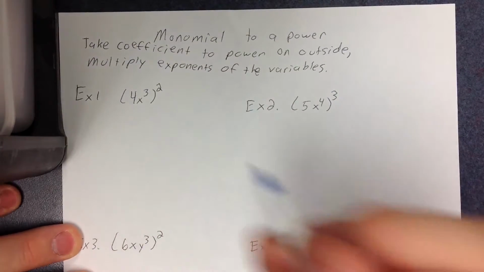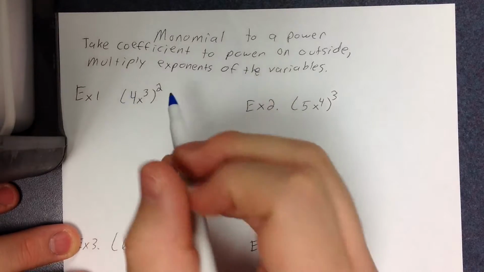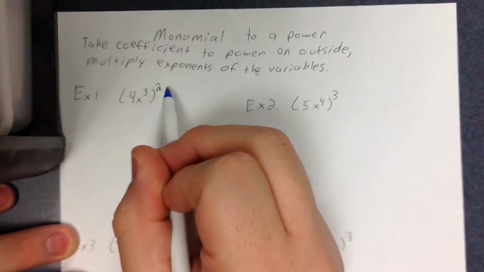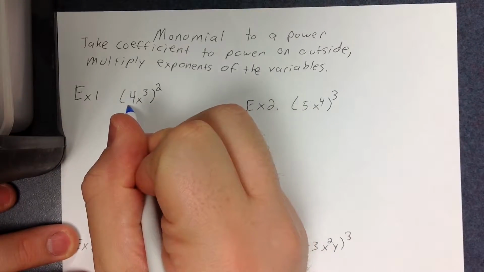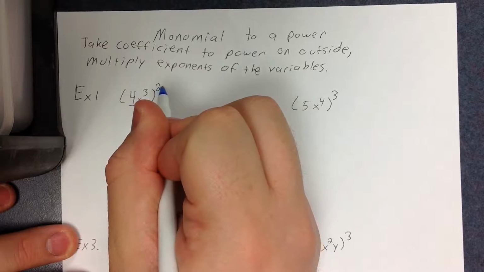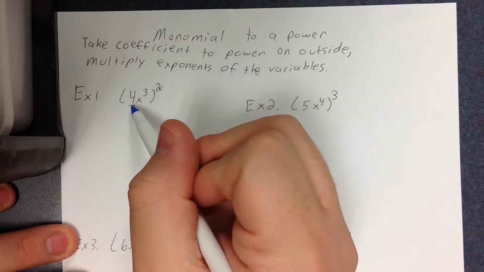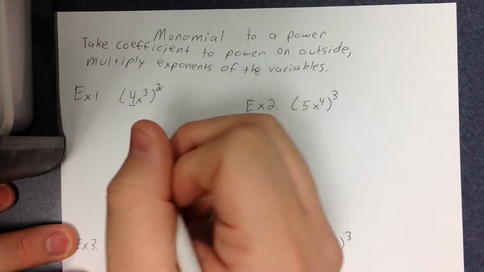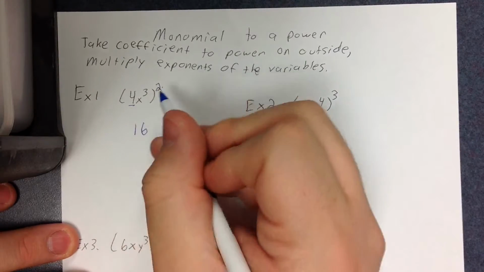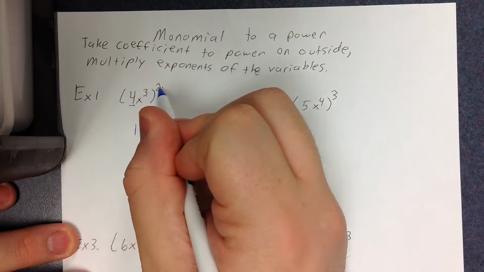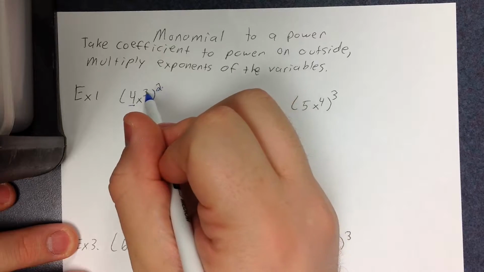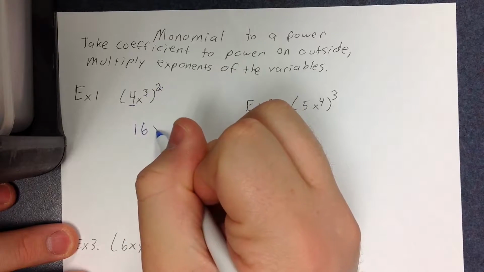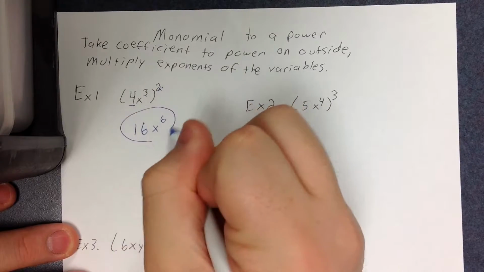So what that means is on (4x^3)^2, that means I'm taking the 4 to the power on the outside. So that means 4 times 4, so that's 16. The exponents of the variable I multiply, so 3 times 2 would be x to the 6th.